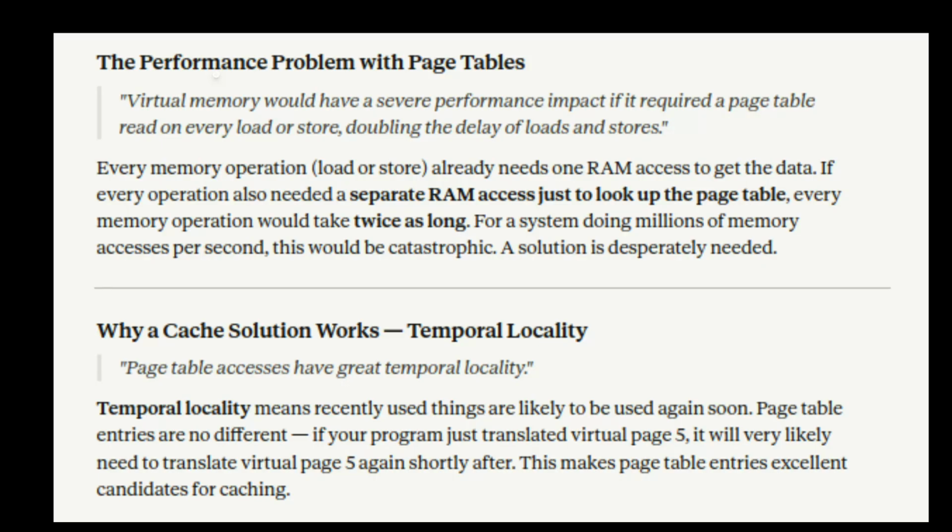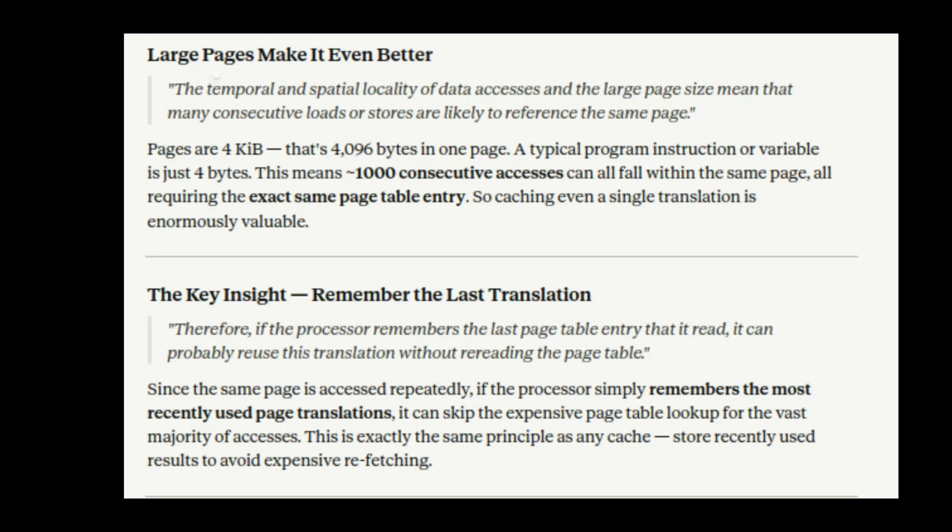So here, page table accesses have great temporal locality. Temporal locality means recently used things are likely to be used again. So page table entries are no different. Like a cache, the page table has temporal locality. That means recently used page table entries you can put in a separate cache-like structure, that is the translation lookaside buffer. That is why we use them.